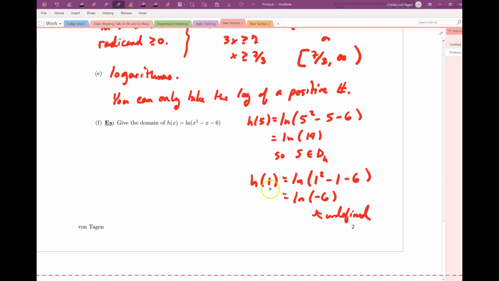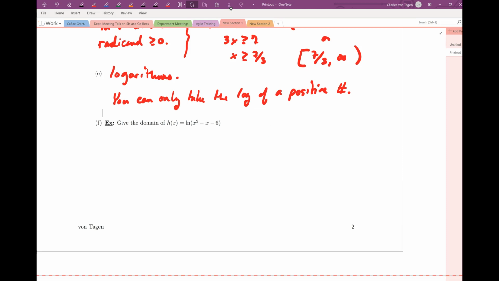So 1 is not in the domain, whereas 5 is. Well, how do we know exactly what the domain of this function is? So here's the way to go ahead and do this for your log functions. We want to make sure that whatever we plug into the function gives us a positive argument. We're going to call the expression inside the logarithm the argument of the logarithm.